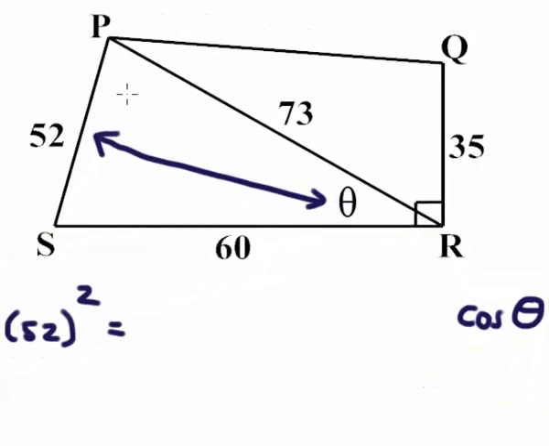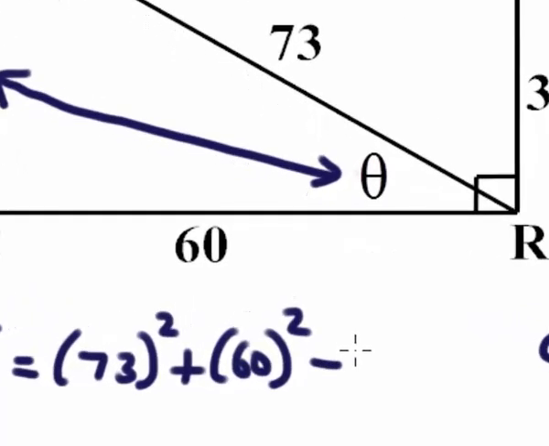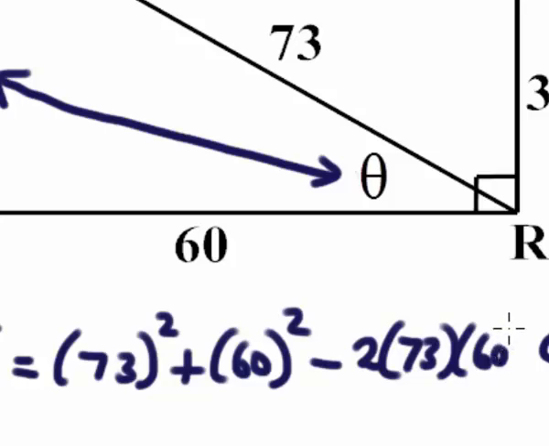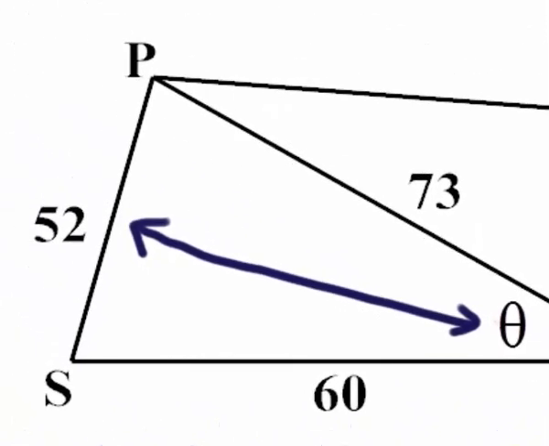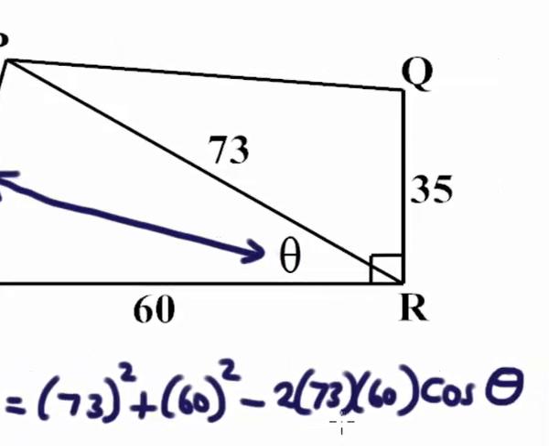Now, if we do this, watch this. 52 squared is 73 squared plus 60 squared, which we normally do with the cos rule. Then we subtract 2 multiplied by 73 multiplied by 60 cos theta. And remember, these are opposites, so 52 has got to correspond with theta. So 52 squared is 73 squared plus 60 squared minus 2 times 73 times 60 cos theta. Now all we need to do is solve for theta.